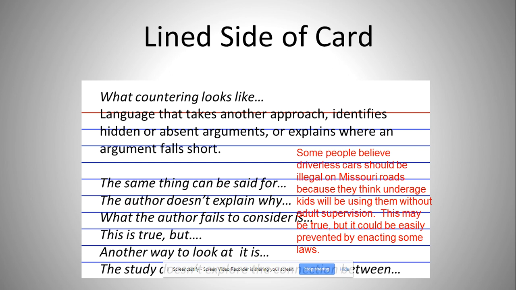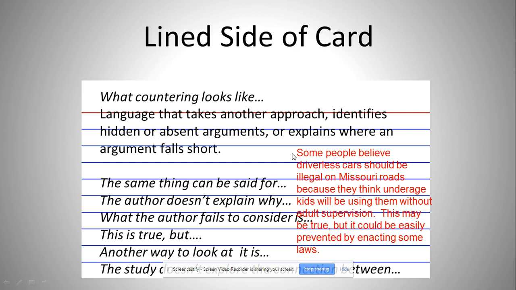And I need to say, although some people disagree with me and believe that driverless cars should be illegal on Missouri roads because they think underage kids will be using them without adult supervision. And then I extend and I say, this may be true, but it could be easily prevented by enacting some laws. So notice the three things that I did in this countering move that's printed in red.